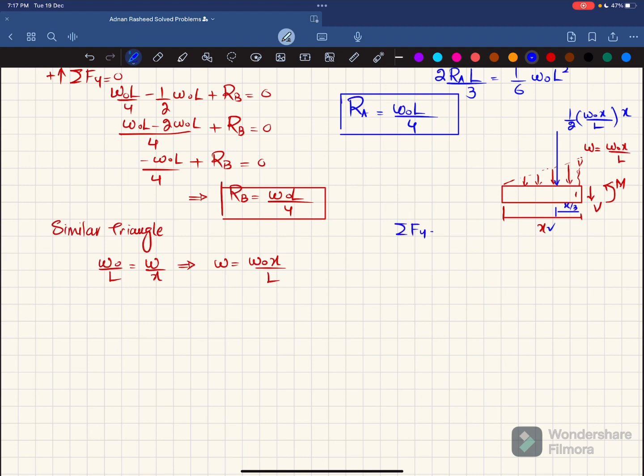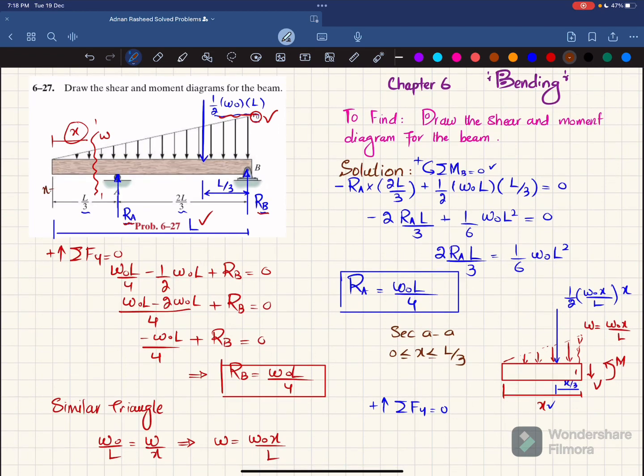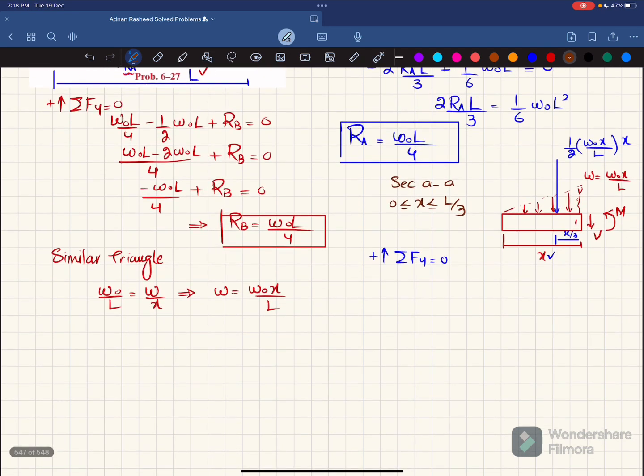So the first equation of equilibrium is that the sum of all forces along the y direction must be equal to 0, and upward force is taken as positive. Remember that section AA is for X greater than or equal to 0 and less than or equal to L by 3. So X starts from here at 0, and here you can see X is L by 3. So this equation will be valid for this region.